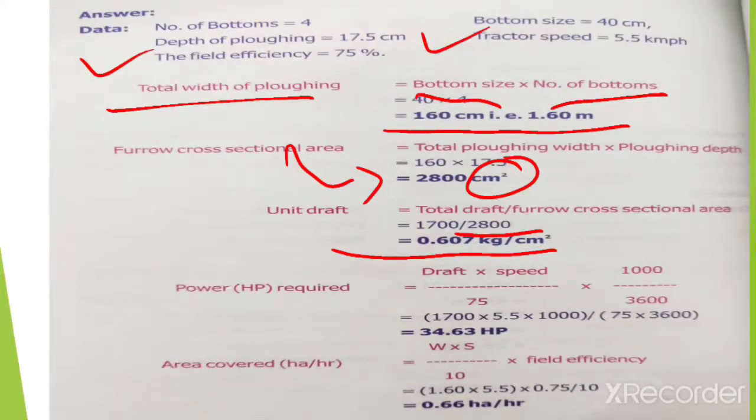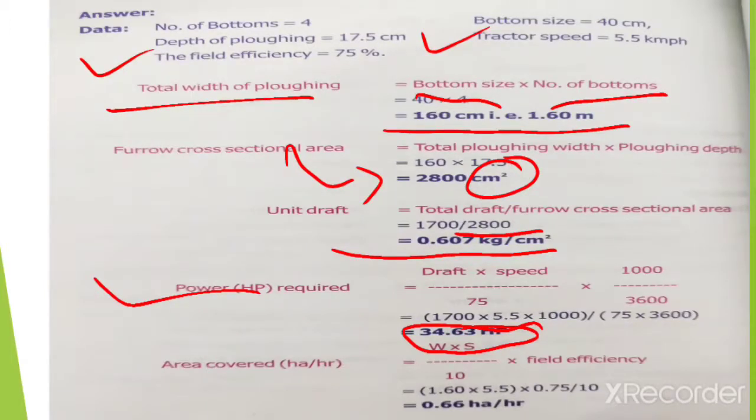Now power required. We already discussed this formula in the last example: draft into speed into 1000 divided by 75 into 3600. By putting all the necessary data in this formula we get the final answer, that will be 34.63 horsepower. So this power is required for this condition.